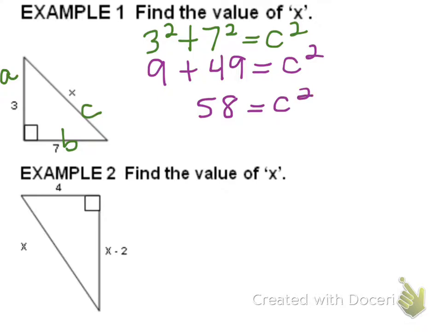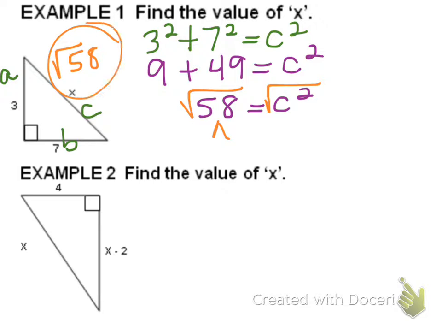Now we need to get that squared off of the c. So I'm going to take the square root. And then I'm going to look to see if there's any perfect squares in 58, because I cannot leave it that way if there are. And I cannot put a decimal. So the square root of 58 cannot be broken down anymore. And so x is just the square root of 58.